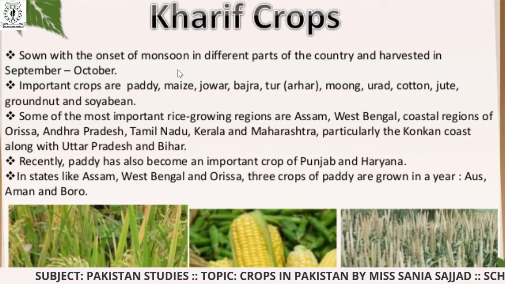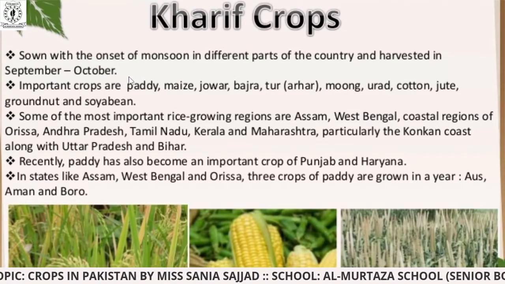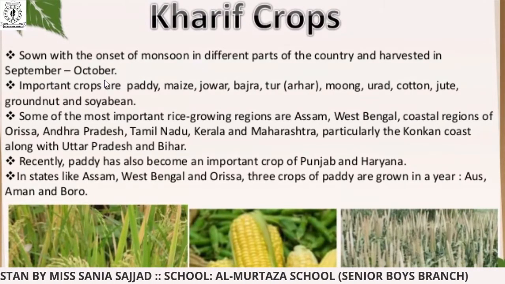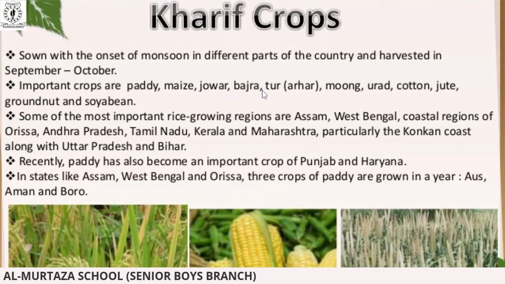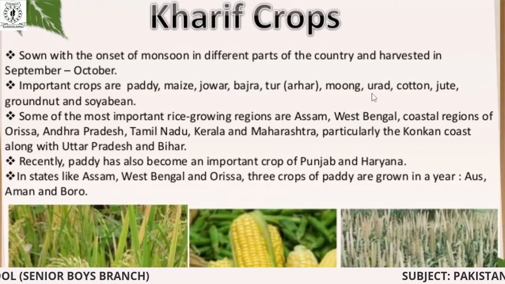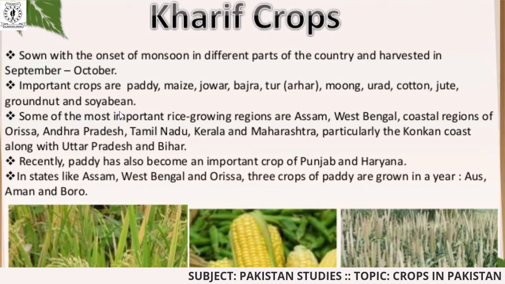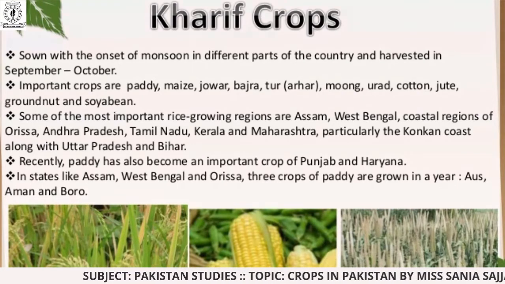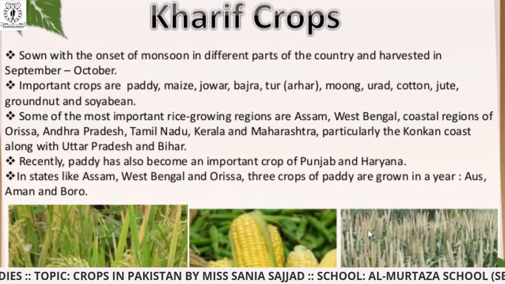It means that it is grown in monsoon season and then it is harvested in September and October. Monsoon basically means the rainfall season. Important crops are paddy, maize, jowar, bajra, tur, moong, urad, cotton, jute, groundnut, and soya beans. So these are basically the main crops. You can see there are pictures which are given below as well.